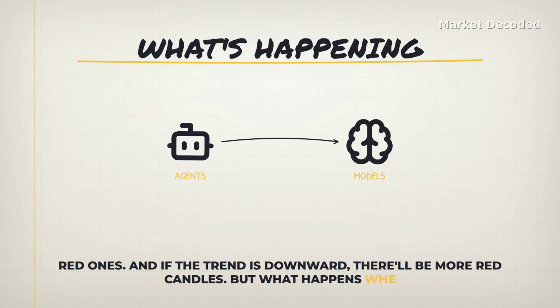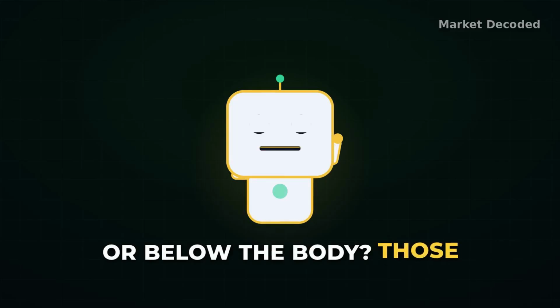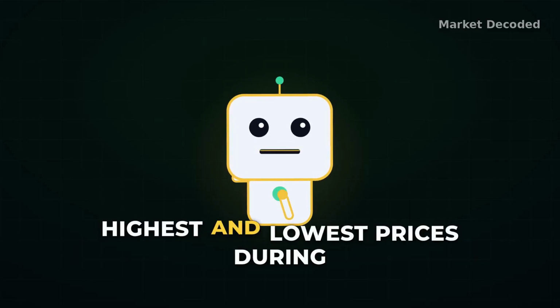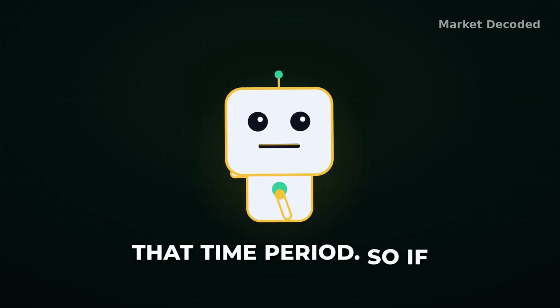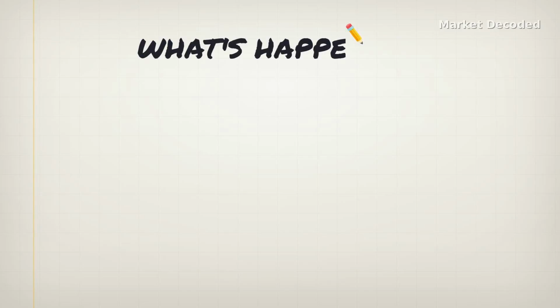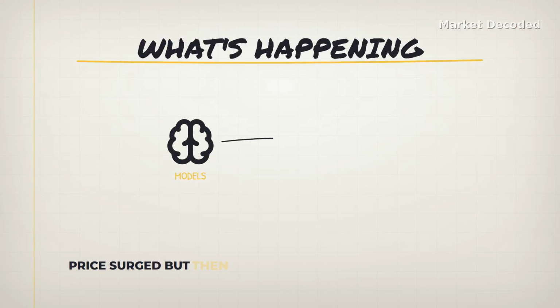But what happens when we have those little lines extending above or below the body? Those are called shadows or wicks. They tell us about the highest and lowest prices during that time period. So if you see a small lower wick and a big upper wick, it means the price surged but then retreated before closing.